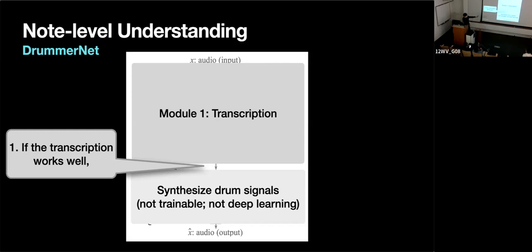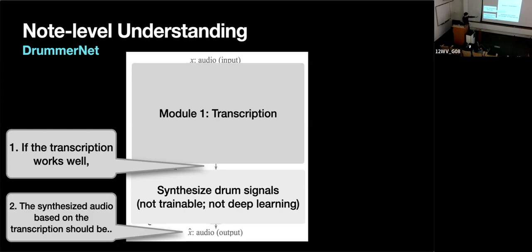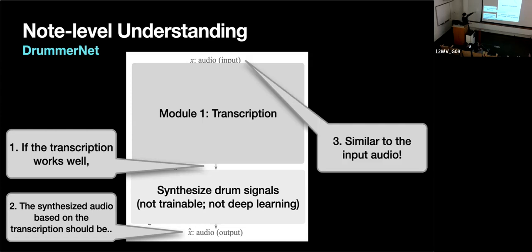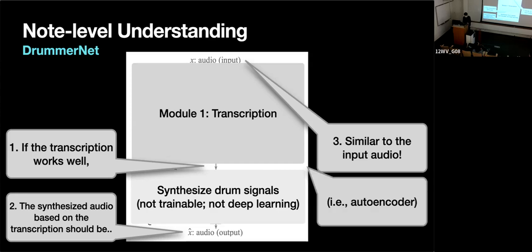So what's happening is, again the same idea: if the drum transcription worked well, the synthesized audio should be similar enough to the input audio. So it's again an autoencoder. Here we only relied on the audio signal, an audio data set. We didn't even have ground truth for the drum signals that we used. But because of this logic, it worked. So this is an example of an autoencoder.